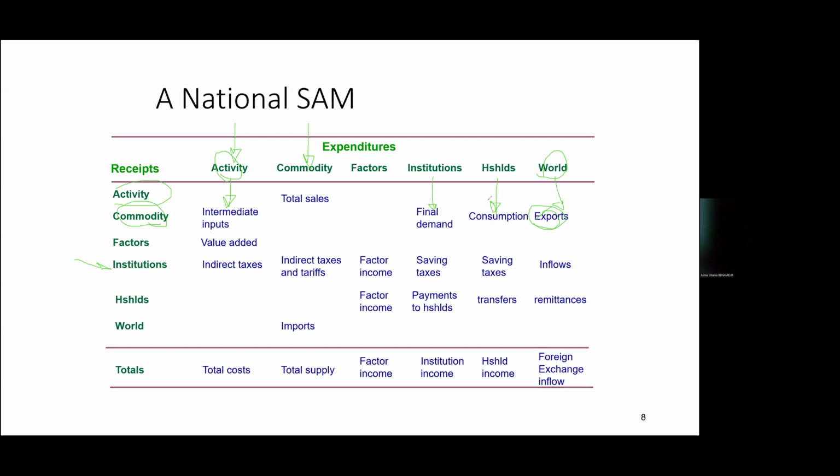Yes, thank you very much. I would just want to have clarification. Why do we have activity and commodity? And then why do we have factors and households? Since usually we consider work coming from the households. So you see my point.